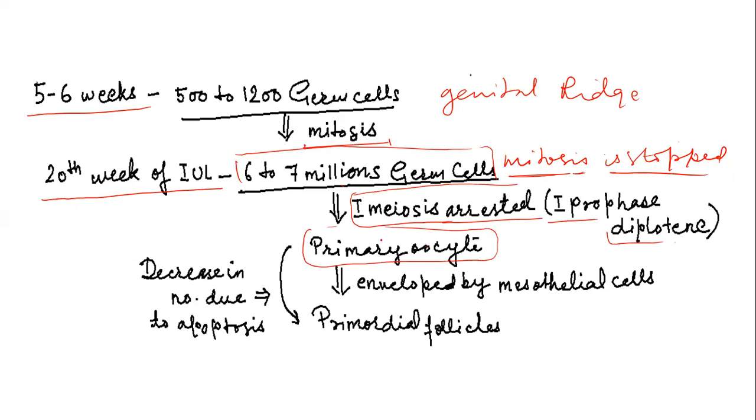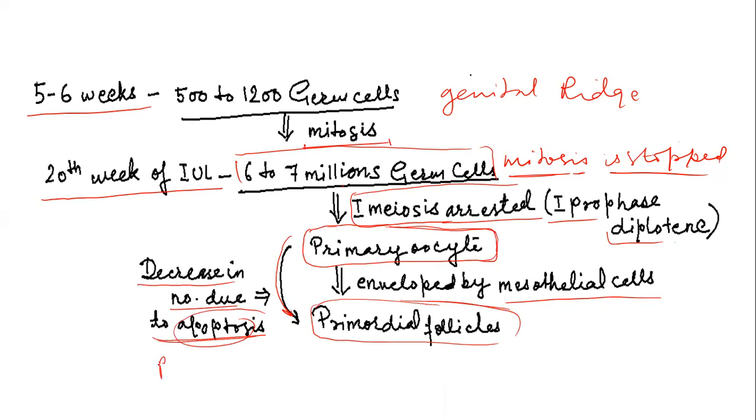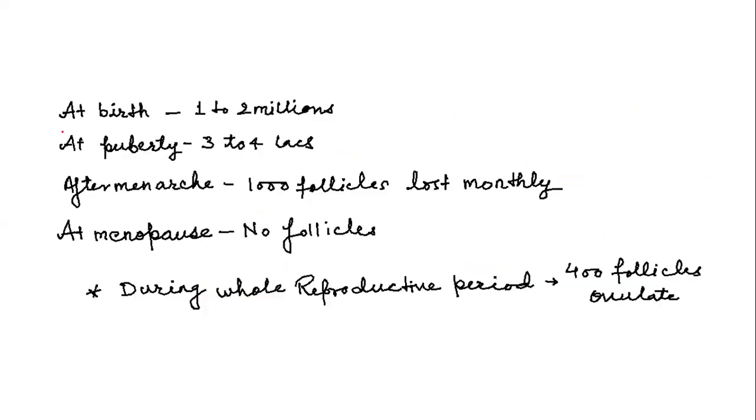These primary oocytes will be enveloped by the mesothelial cells, and now they are called primordial follicles. During this process of enveloping, there is a decrease in the number of primary oocytes due to apoptosis, which means programmed cell death. As I told you, that was the maximum number, so it has to come down. At birth, only 1 to 2 million follicles remain.